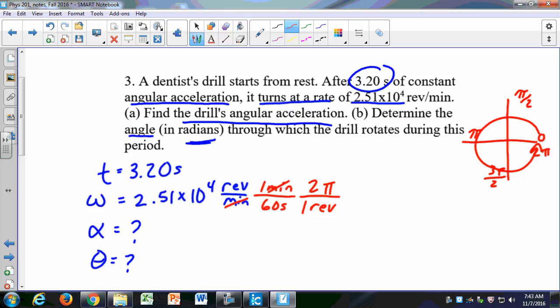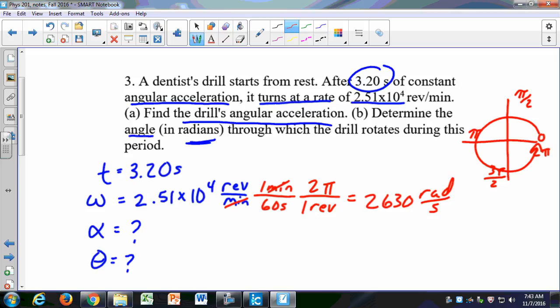So that's going to be 2.51 times 10 to the fourth, 25,100, divided by 60 times 2 times pi. I get 2630. That's in radians per second.